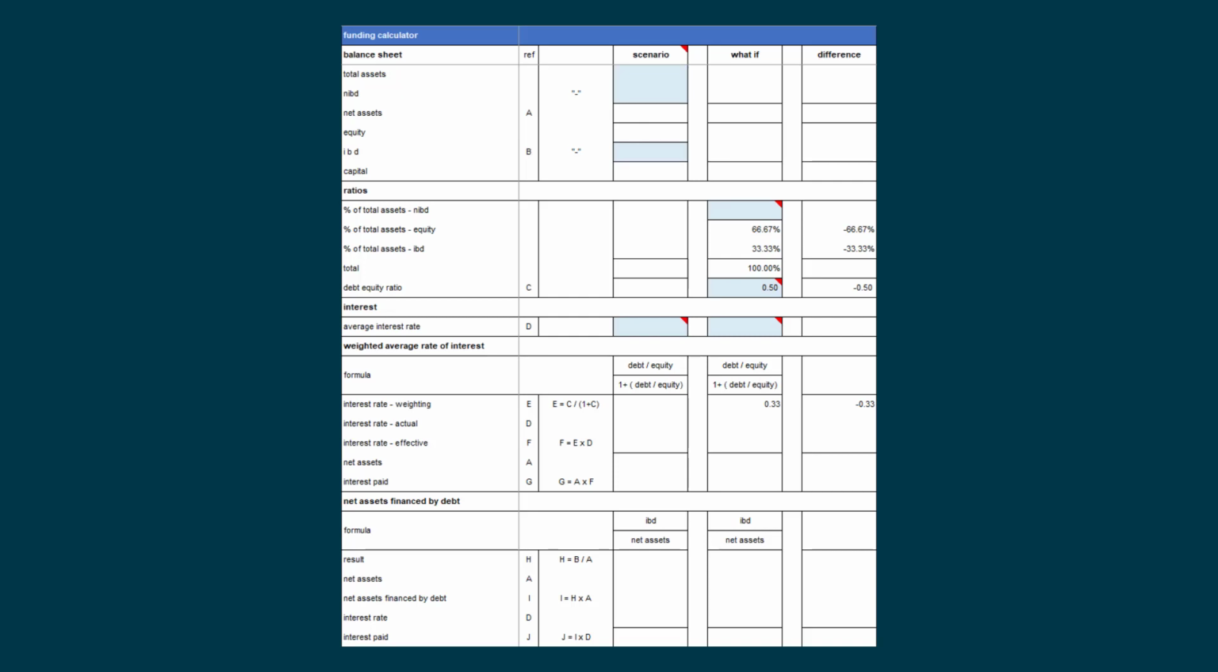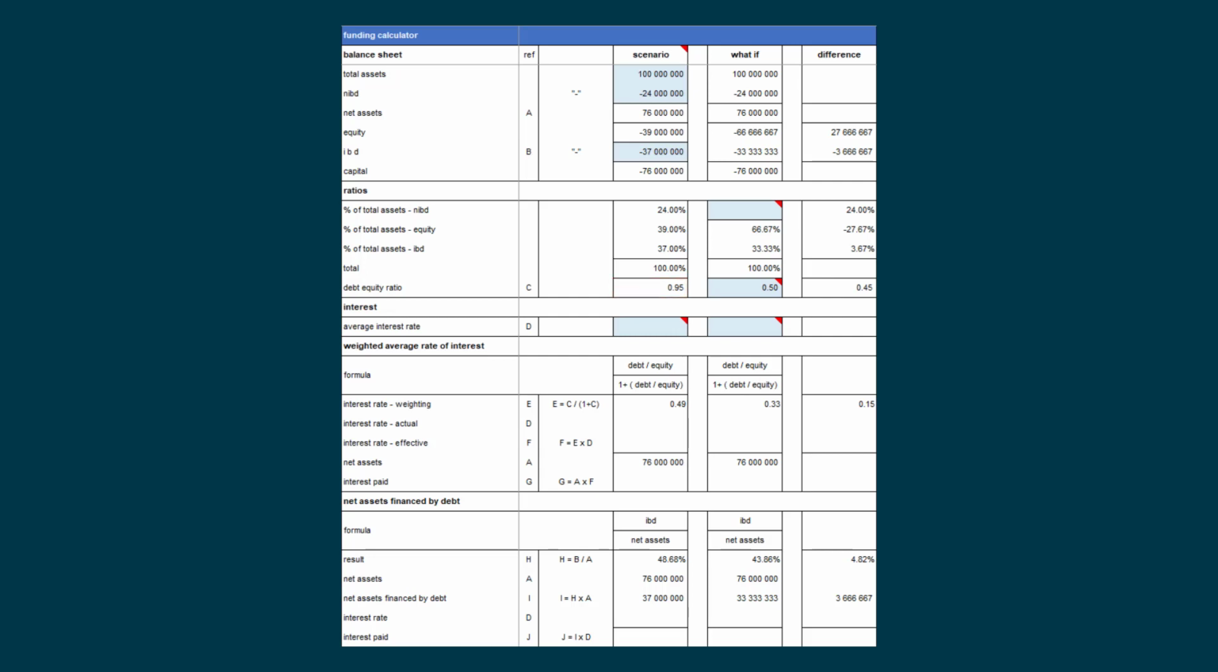Let's set up a scenario where total assets are 100 million, non-interest-bearing debt 24 million, equity 39 million, interest-bearing debt 37 million. The results show that total assets are financed by non-interest-bearing debt at 24%, equity at 39%, interest-bearing debt by 37%, resulting in the debt-equity ratio equaling 0.95.